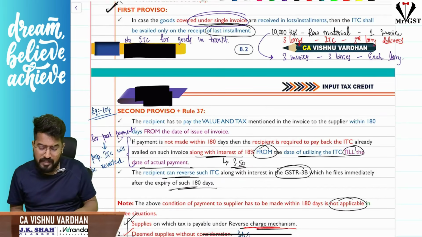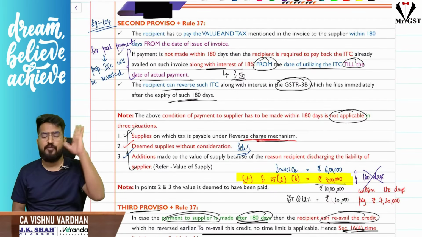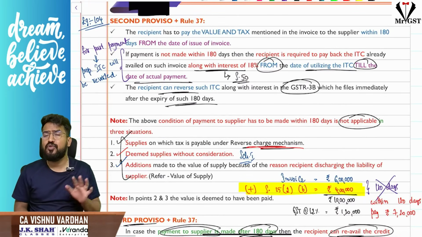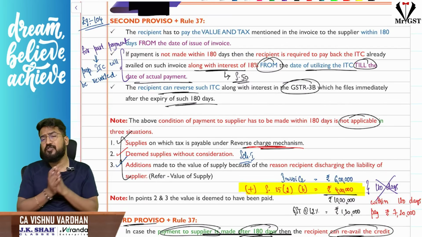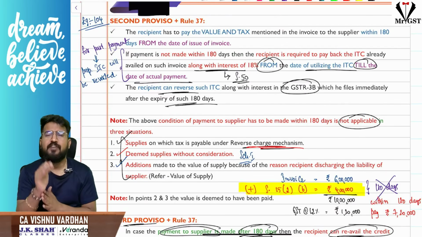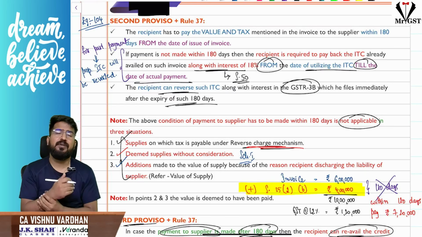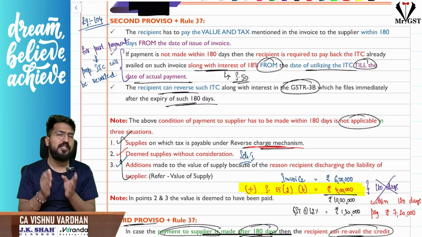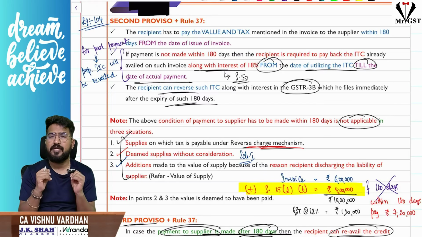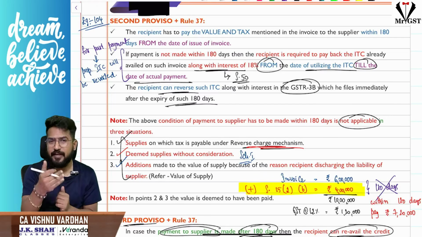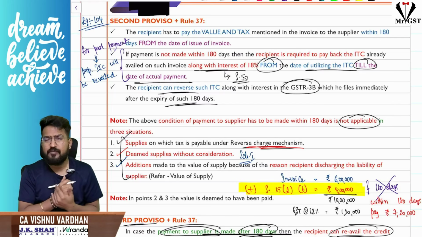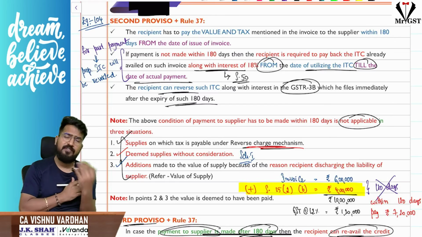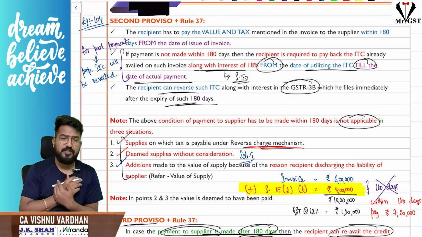Let us move on to the important proviso, second proviso read along with rule 37. What is this rule 37, second proviso? Do you remember, my dear friends, that 180 days time limit concept? So if the supplier makes any supply to the recipient, the recipient has to make payment to the supplier, both value and GST, within 180 days from the date of invoice. Yes, he has to make the payment, not only value but also GST. If he is not doing that, he should reverse the ITC along with interest under section 50.